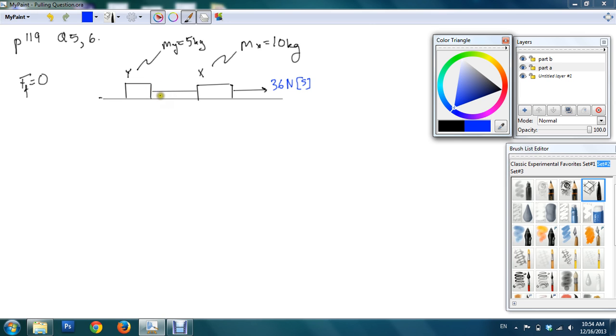On both blocks. Well, this force is pulling the whole system together, but block Y is being pulled by the string, and so there's a force here pulling block Y, and this force comes from block X. It's moving forward, pulling the string, which creates this force. So this force is force X on Y.